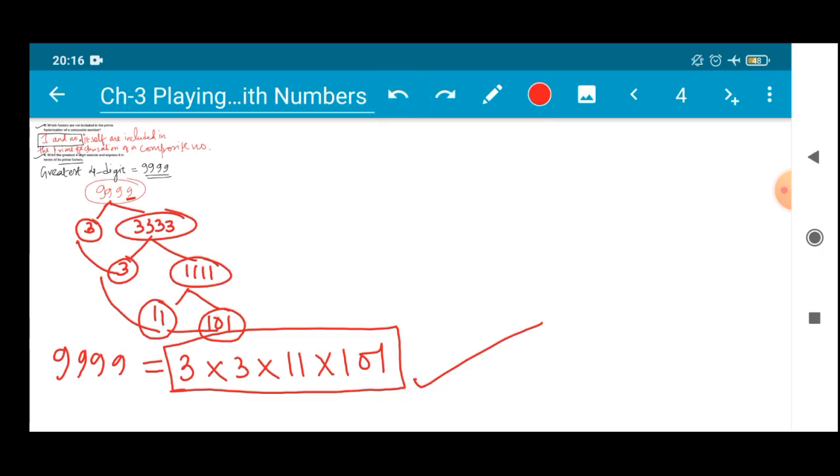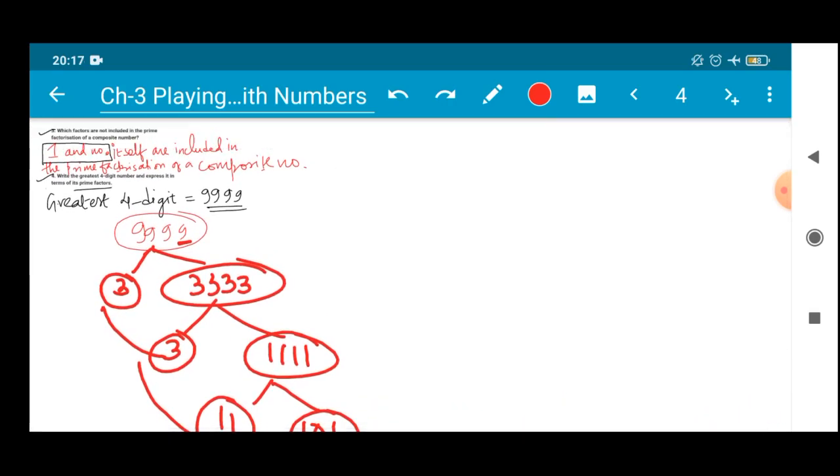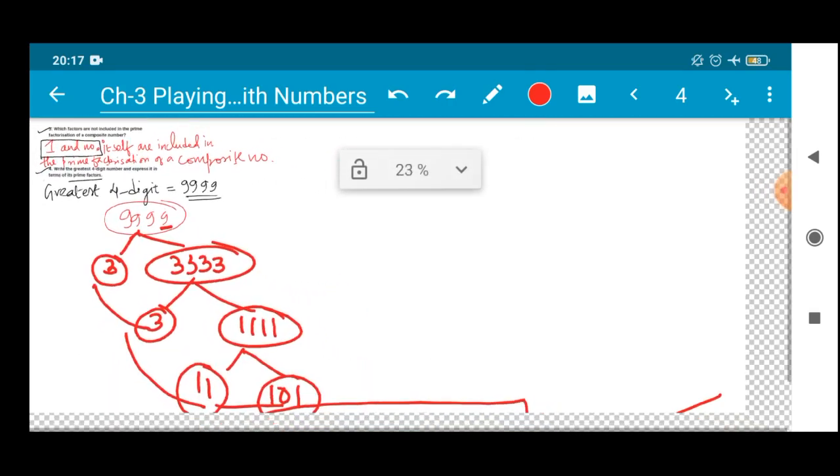So this is the basic idea. I hope you people have understood this. Very easy one. In our next class we will proceed with the next question.